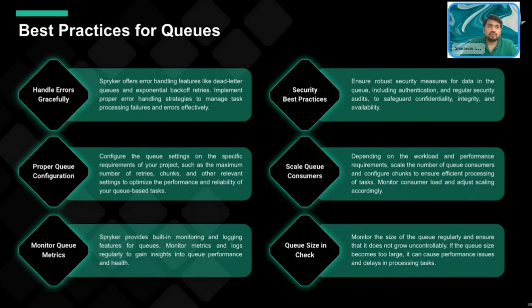We need to configure as per our need, after a proper analysis of how we can balance this. The last thing is keep queue size in check. You have to monitor your queues from time to time. It should not become uncontrollable. This can help you understand your system health as well, how the system is performing. So you have to check from time to time.